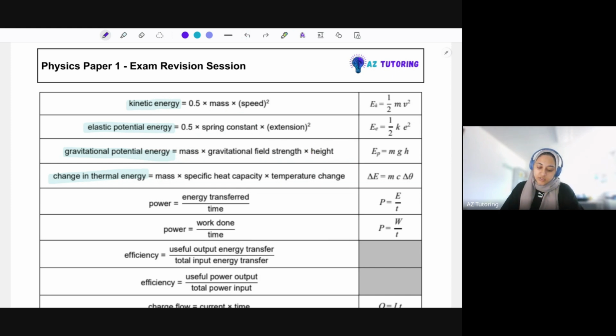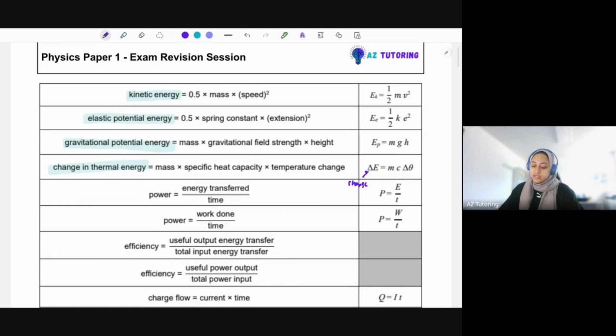Okay, so that's gravitational potential energy, and then finally change in thermal energy. That delta there just means change. So when you see a triangle, if they give it in any other context, the triangle just means change. We can see it's mass times specific heat capacity times the temperature change. To find the temperature change, just remember that's the difference between your 2 temperatures, so the difference between the initial and the final. We'll do an example question as well to show you how to actually work that out.